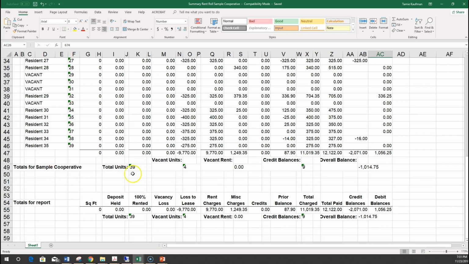Then here's a nice little thing. You've got a total of 39 spaces. You've got 4 vacant units. So that means you have 35 rented, right? And then your overall balance, the people that owe money and have credits, is 1,014.